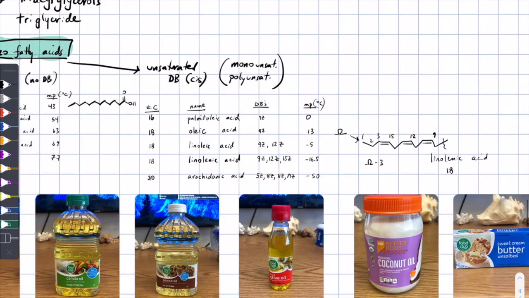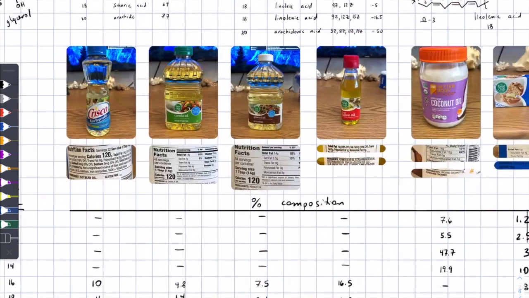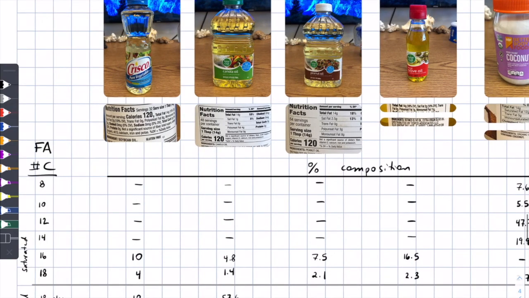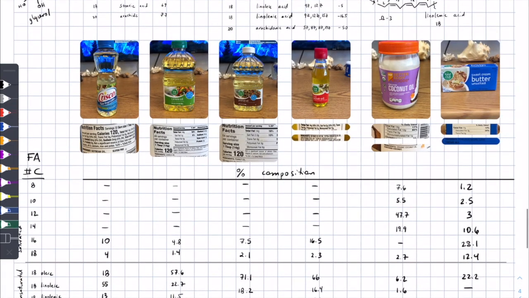Believe me, it works. Okay, so let's go through some of the fatty acids that are present in these liquids versus solids from natural sources, and then we'll talk about hydrogenation. I've listed here, and again, you don't need to copy this down, this will all be available, the pictures of the various oils and nutritional labels.